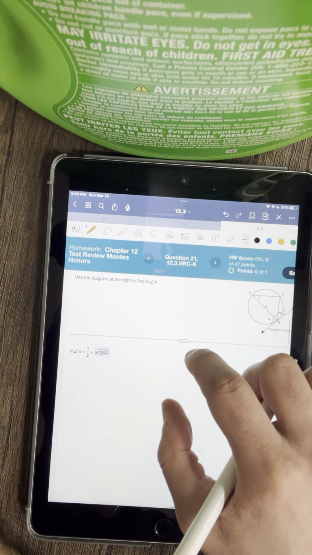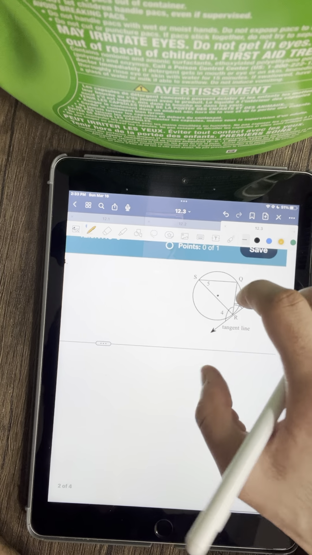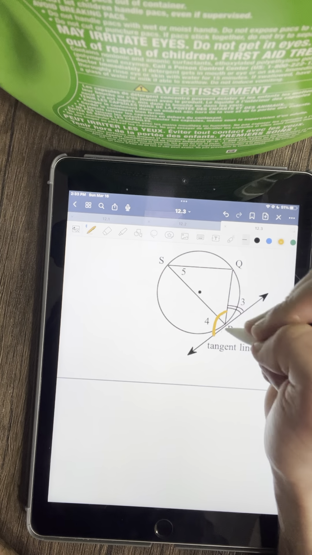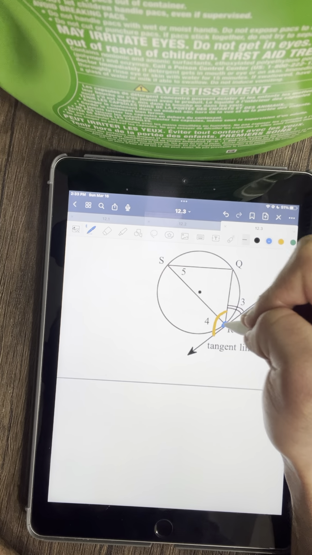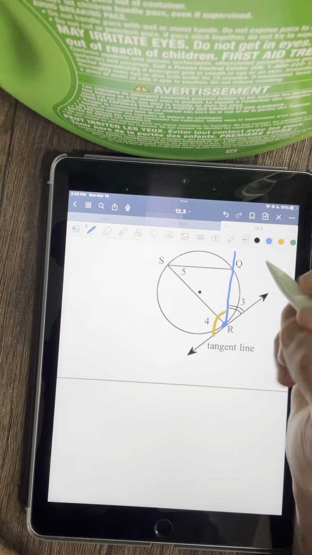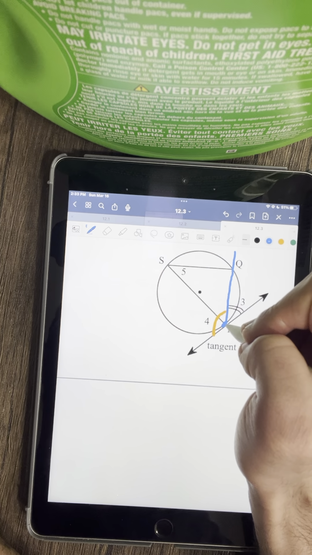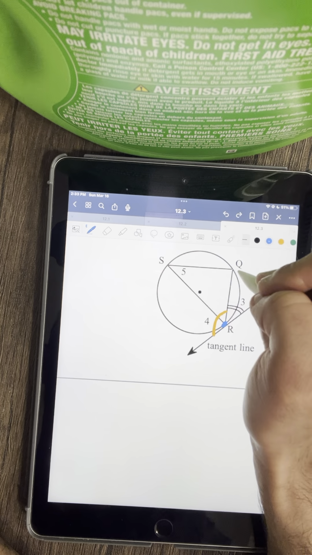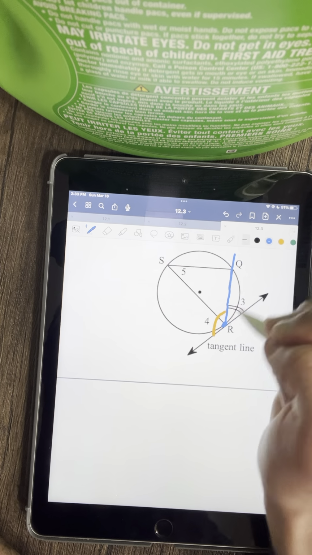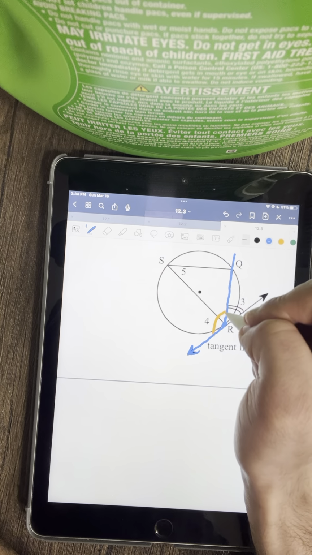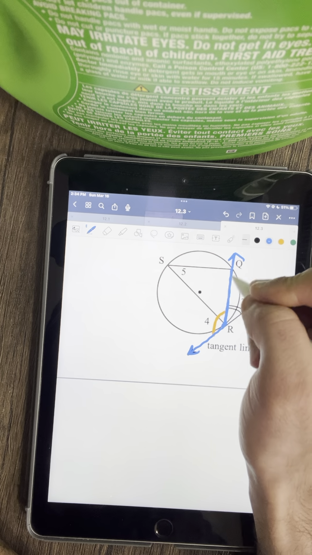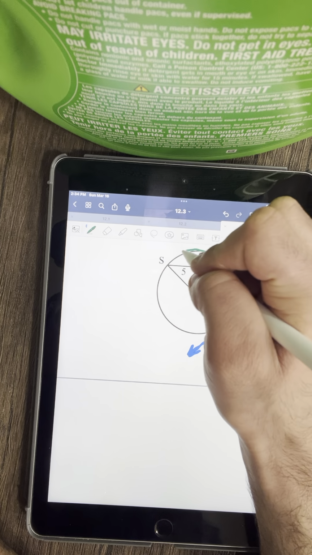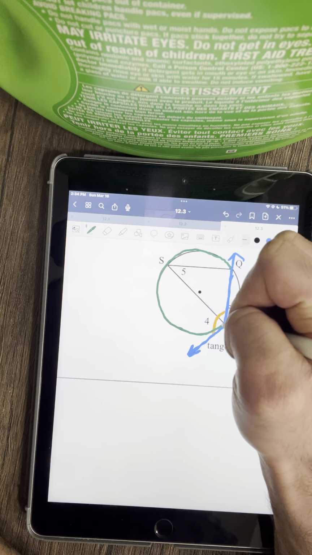So what about this one? Use the diagram at the right to find the measure of angle 4. Well, this is the measure of angle 4. All of that is the measure of angle 4. So if I extend angle 4, it's actually going to encompass from here and here, which we already learned that there is no difference from it going through the circle and outside of the circle. So it's going to be Q, S, all the way to R.